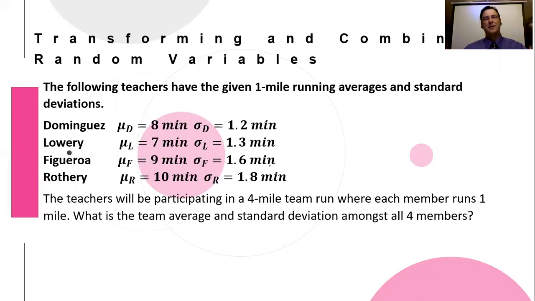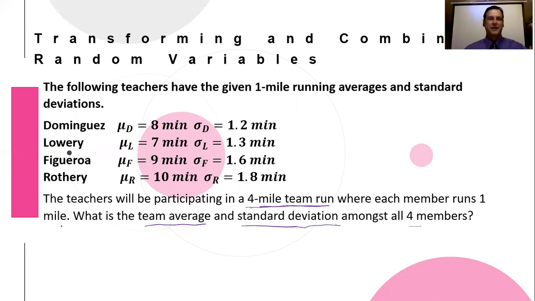Now, they're going to do one of these big races where they each take a part and each have to run their own mile. So it's going to be a collective 4-mile team run, where each mile is run by a different person. Here's what I want to know. What is the team average and standard deviation for all 4 members?